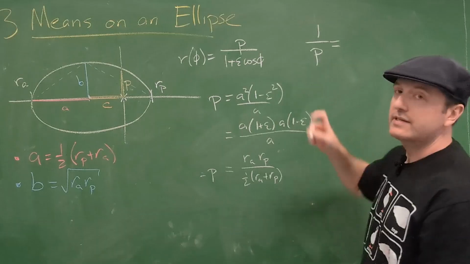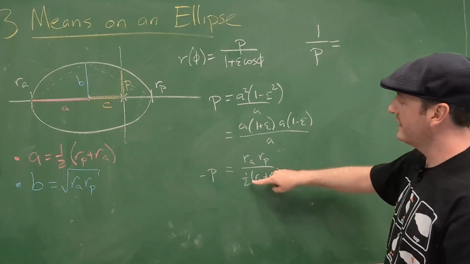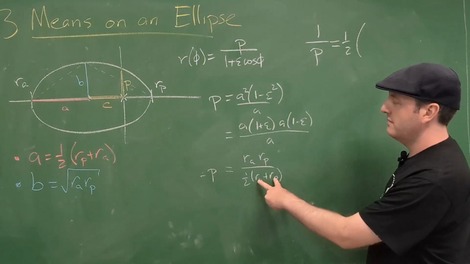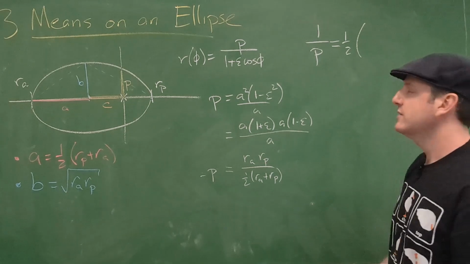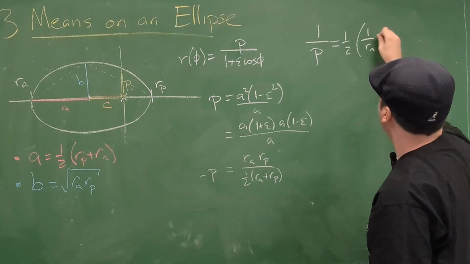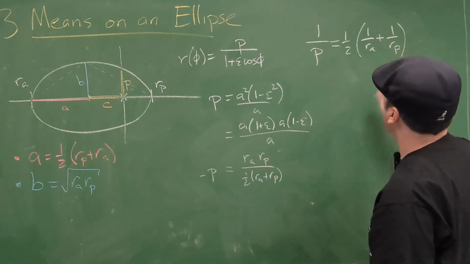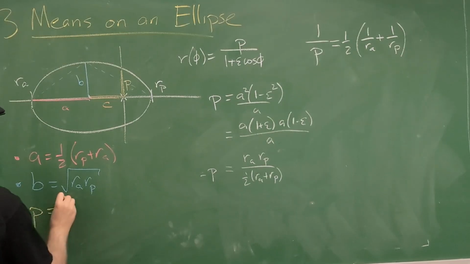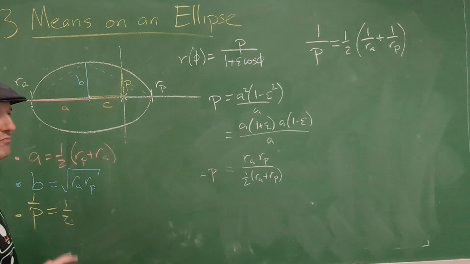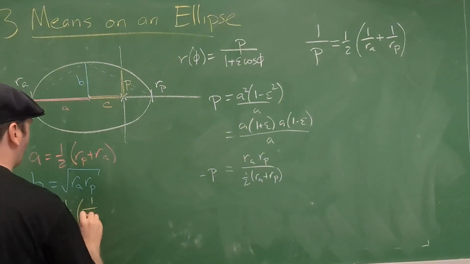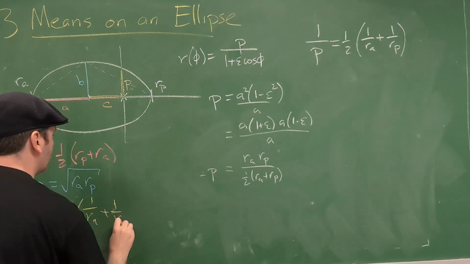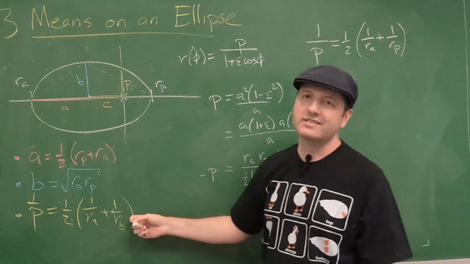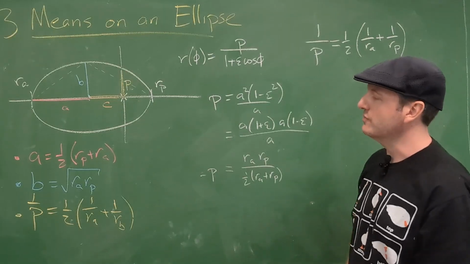So now let's invert this and see what happens. I'm going to end up with this 1/2 coming to the top. And then I have a sum over a product. So if I expand that out, I end up with a very nice relationship that 1 over the semilatus rectum is actually the reciprocal average, or 1/2 of the sum of reciprocals. But that is exactly the harmonic mean of these two values.